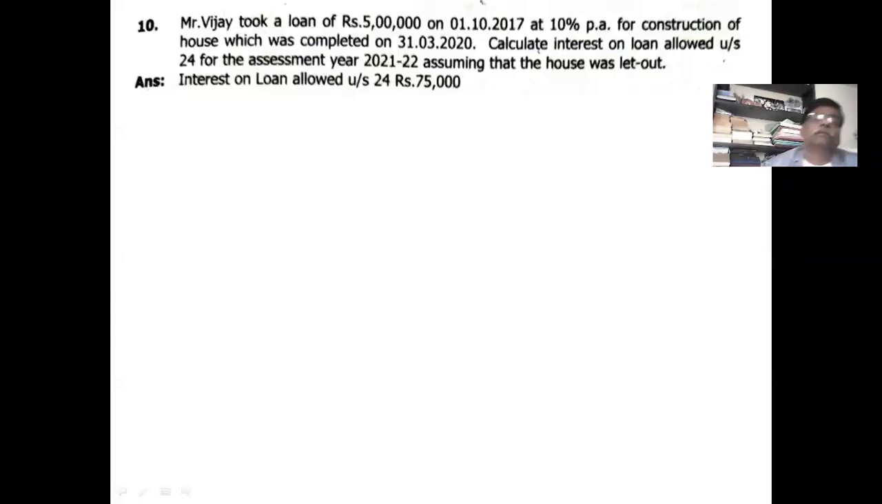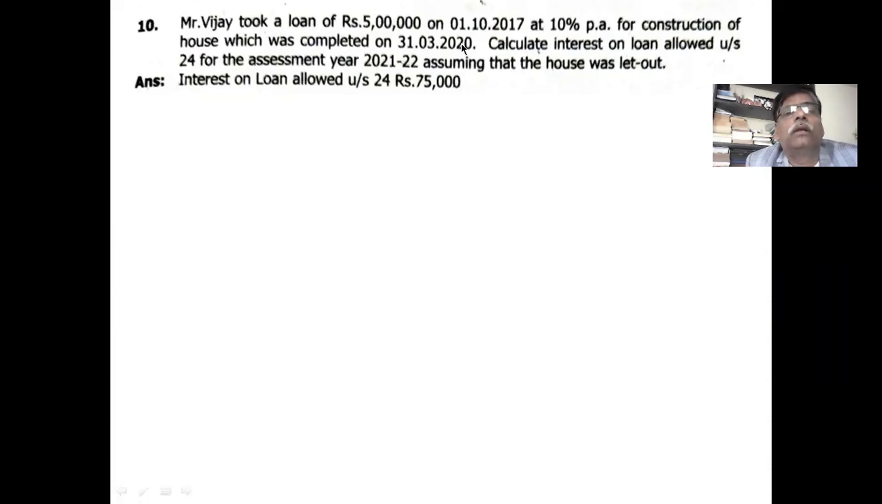You see this problem. Mr. Vijay took a loan of rupees 5 lakh on 1/10/2017 at 10% per annum, for construction of a house, which was completed on 31st March 2020. Calculate the interest on loan under section 24.